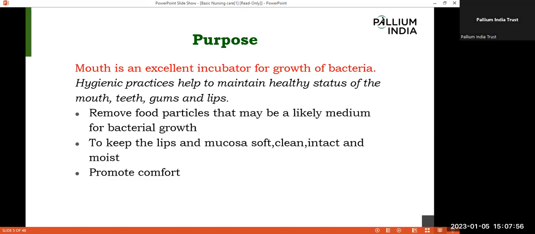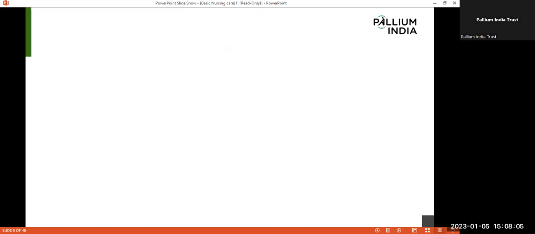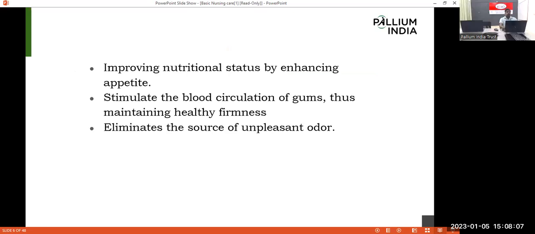we need to ensure that. Then promote comfort. Patient also will feel the comfort. So it's a freshness feel the patient will get after the oral care. Then nutritional status also we can improve.